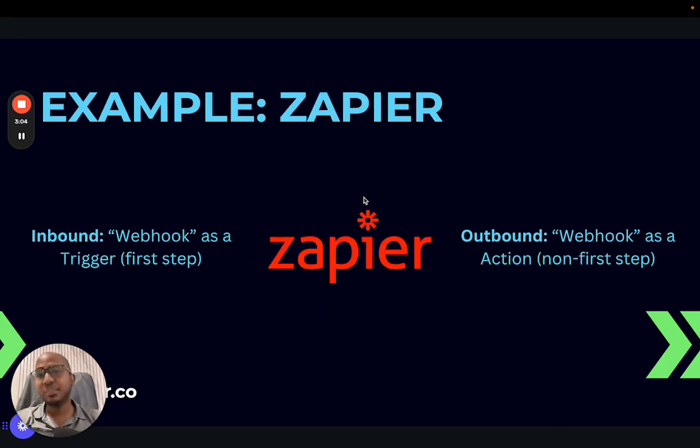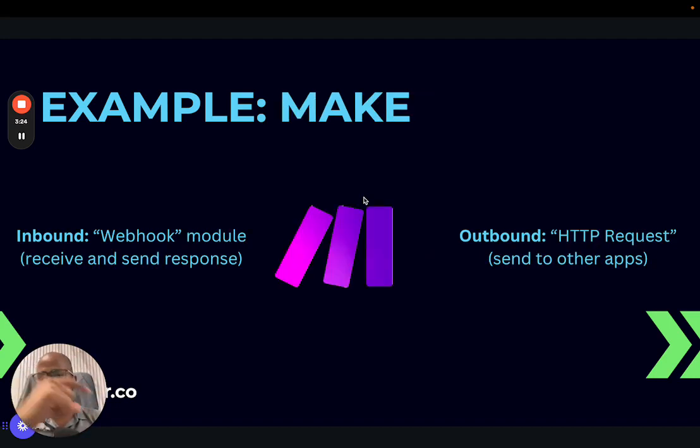And of course, the typical and popular integration platforms like Zapier and Make also have functionalities to both receive and send. If you create a webhook app as the first step on Zapier, you can receive, and if you create it not as the first step, you are also able to send. So you can both receive and send. In the same way with Make, you have a webhook module to receive the information, and you have an HTTP request module to send any data you want to other applications.